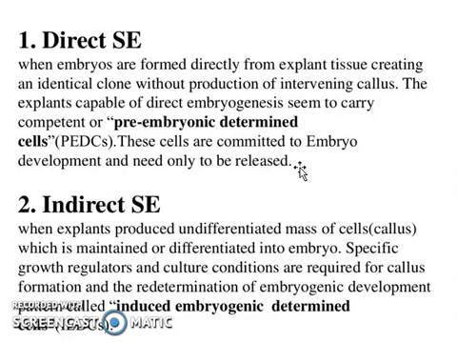Then next is indirect somatic embryogenesis. In indirect somatic embryogenesis, cell proliferation, that is callus from the explant, takes place, from which embryos are developed. The cells from which embryos arise are called embryogenically determined cells, and those which are induced to form somatic embryos are called induced embryogenic determined cells.